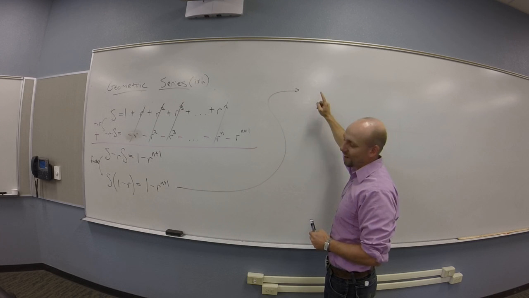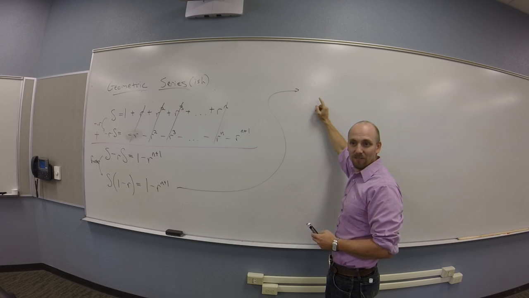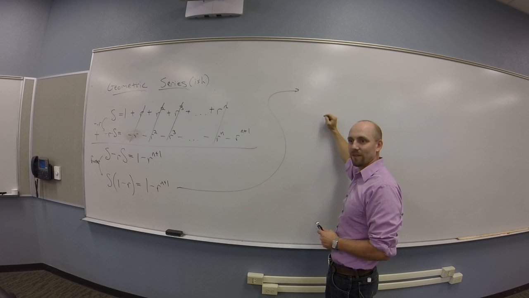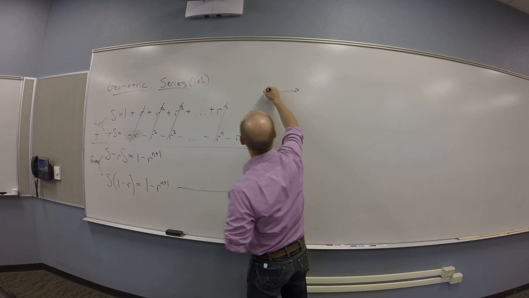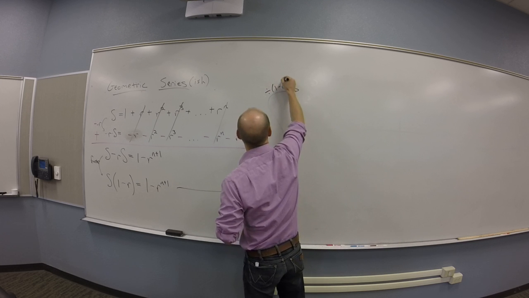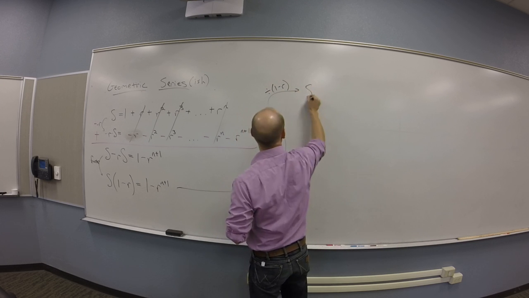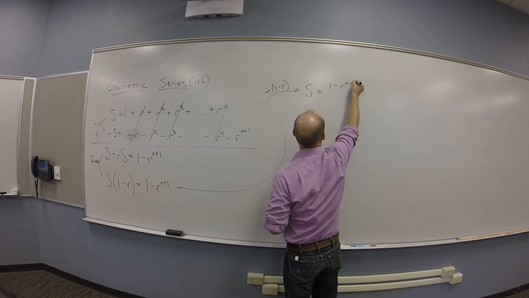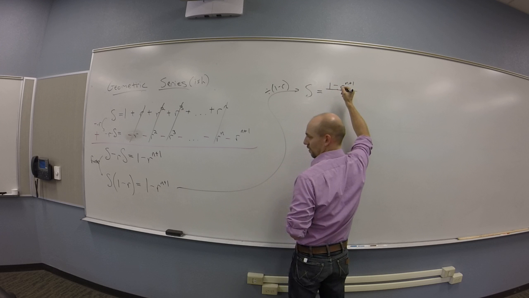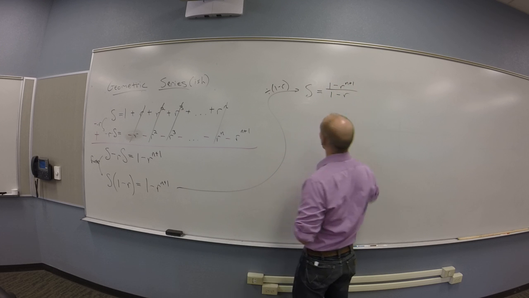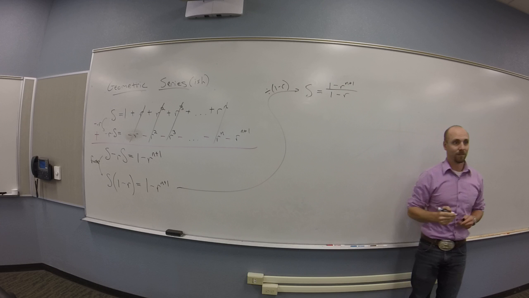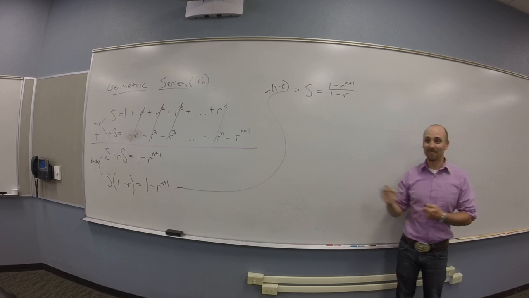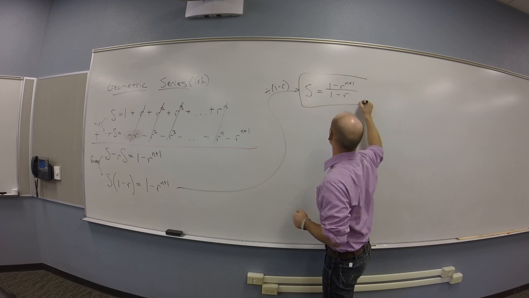Okay, so what now? What do I do? I want to solve for s. So what do I do to both sides to get s by itself? Divide both sides by 1 minus r. So I'll get s equals 1 minus r to the n plus 1, over 1 minus r. Cool? Awesome.